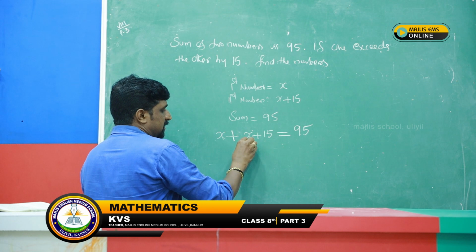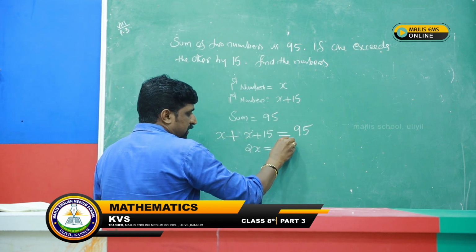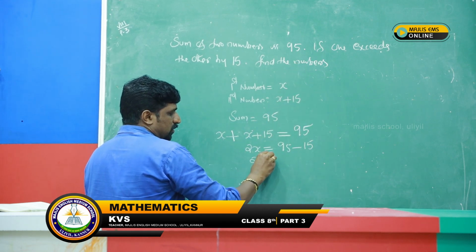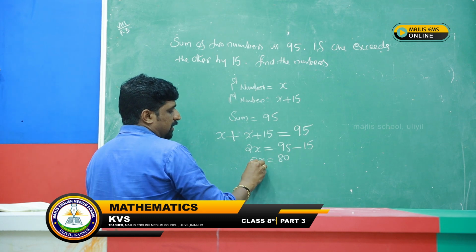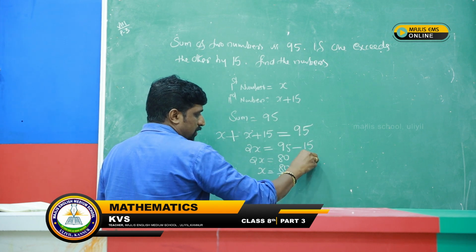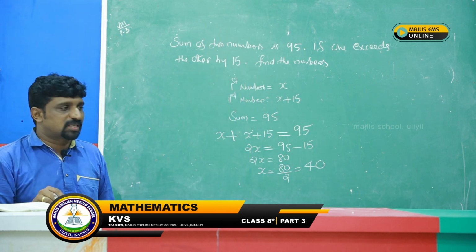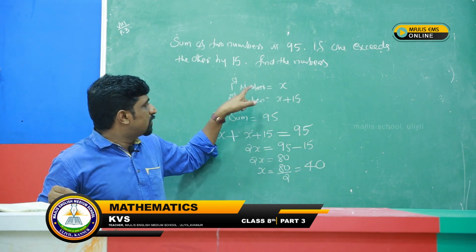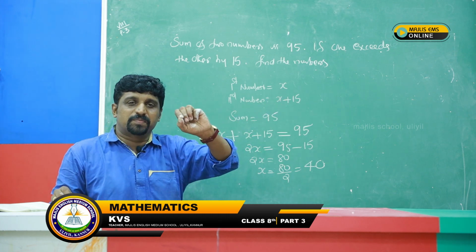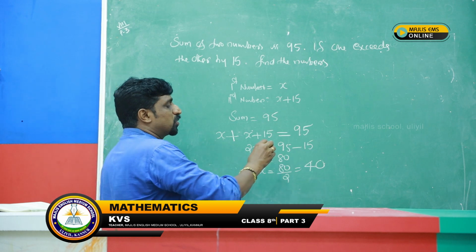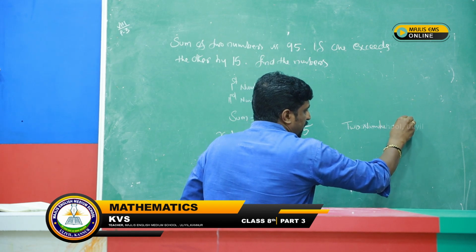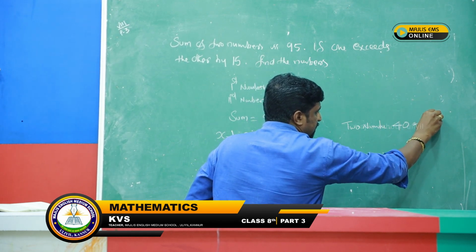Here x plus x is 2x, equal to 95. 15 can be taken to that side, it becomes minus 15. Then 2x is equal to 95 minus 15, that is 80. Then x is equal to 80 by 2, so you get the answer 40. X equal to 40 means the first number is 40 and the second number is 40 plus 15, that is 55. Therefore, we got two numbers, which are 40 and 55. That is the final answer.